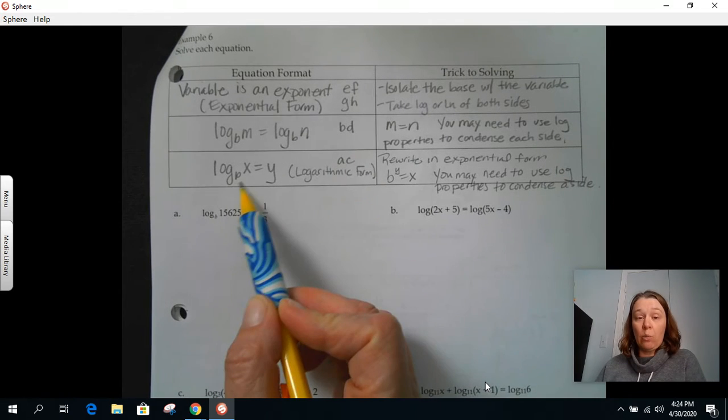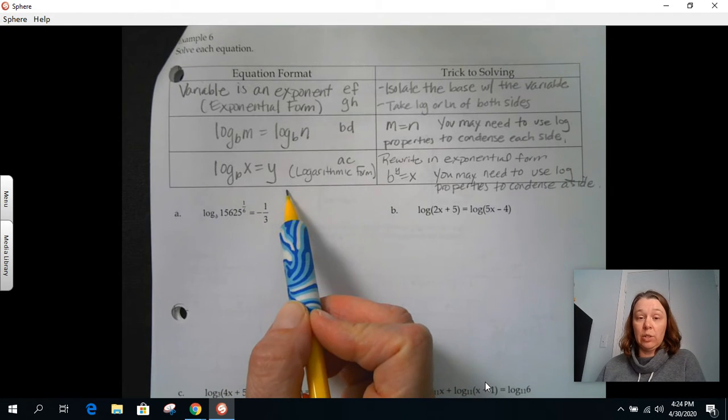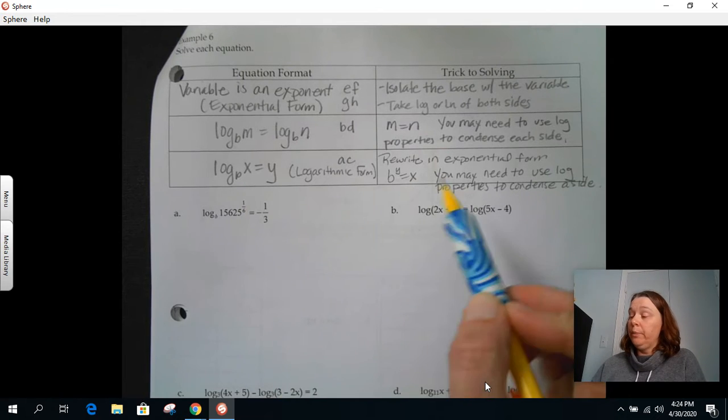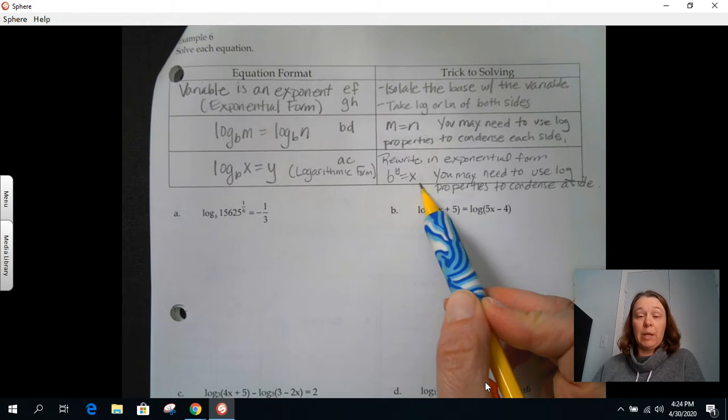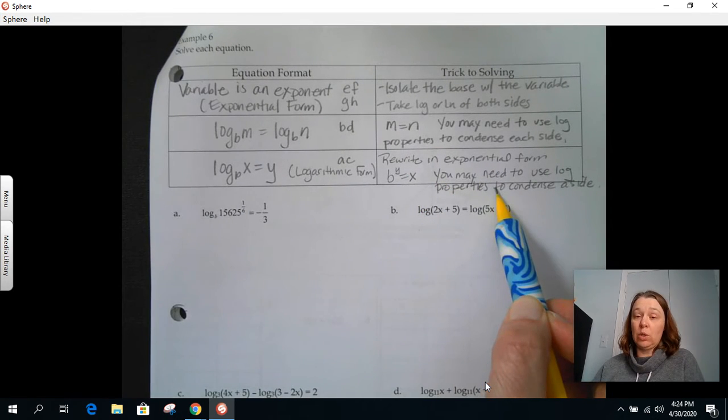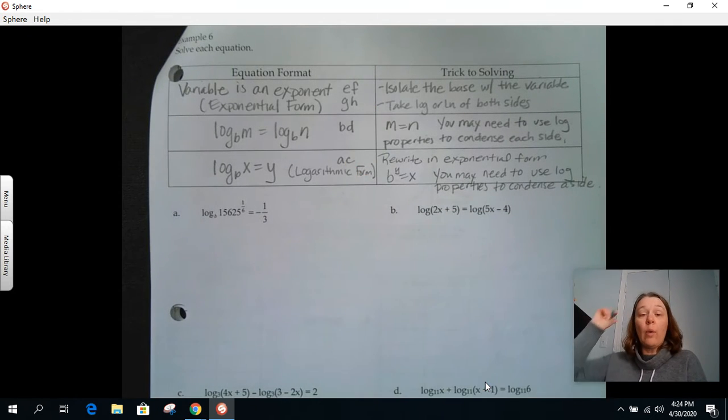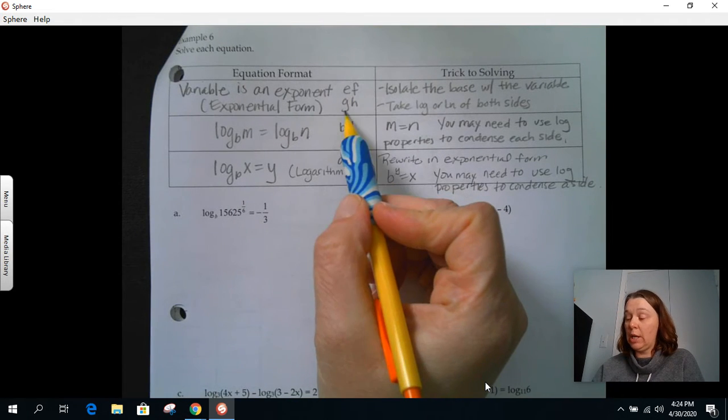Or we could have a log on one side and a number on the other side, so that's logarithmic form. What we would do there is rewrite it in exponential form. Again, you may need to use log properties to condense. These letters here represent the letters that correspond to each type. So this video is going to cover E, F, G, and H.